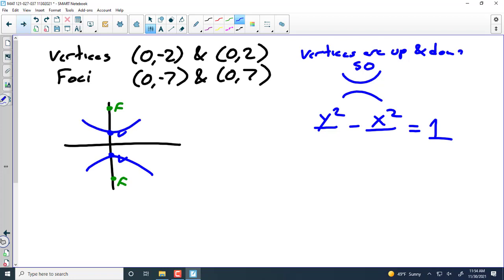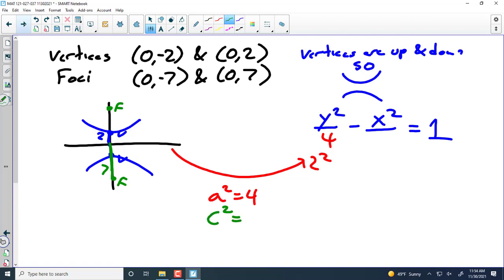Let's see here. This distance right here is 2, and this distance right here is 7. Now that 2, that I went up and down, that's enough to tell me that I put a 4 underneath there. But here's the problem, everyone. I know that a squared equals 4, and I know that c squared equals 49, because c is the distance from center to focus.